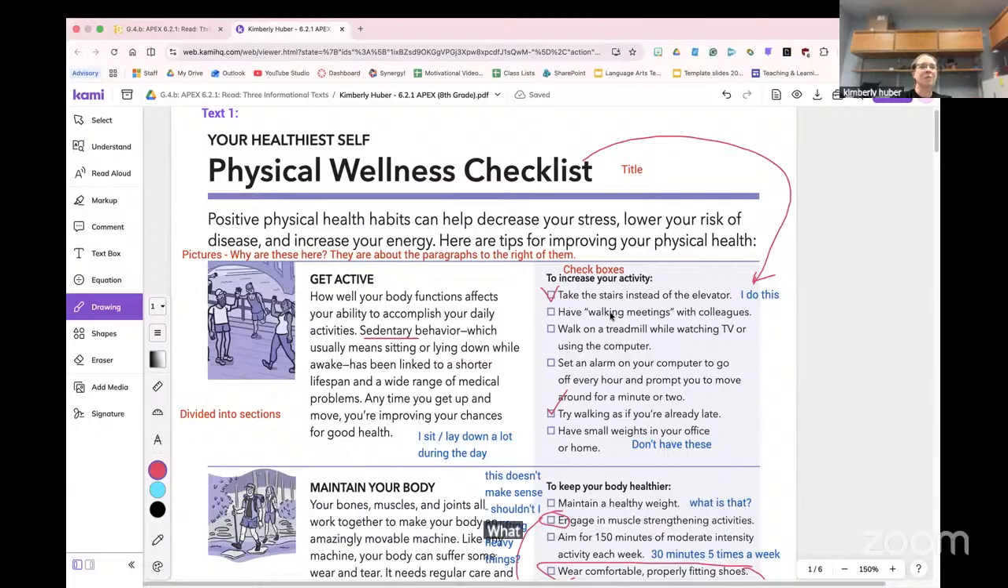Is that like the author writing this? They gave us this paragraph about getting up and then they're saying, take the stairs, have walking meetings. What do you think? You can give JD a thumbs up or you can write something else. Or you can unmute and say something else too.